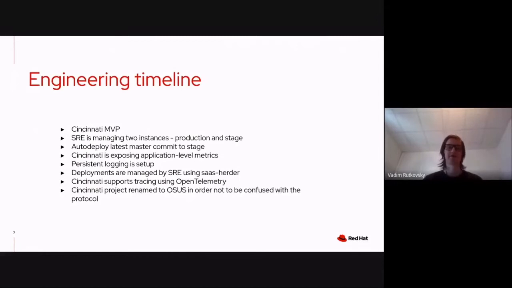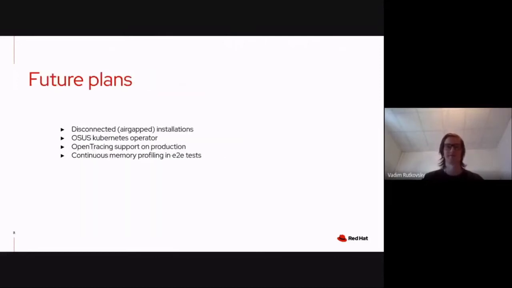Later, the Cincinnati application itself added a possibility to use OpenTracing, OpenTelemetry, and tools like Jaeger in order to inspect what's happening inside of it. Later, the Cincinnati project has been renamed into OpenShift Update Service, or OSUS for short, in order not to be confused with the protocol. Next slide, please.